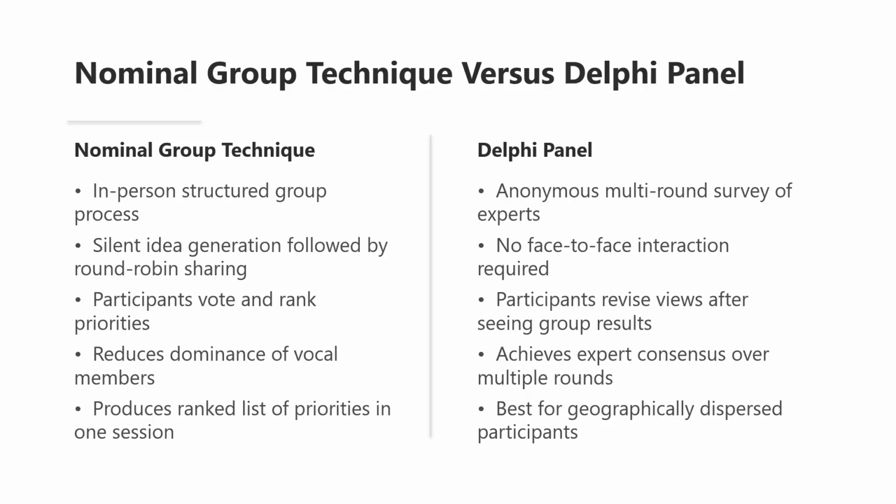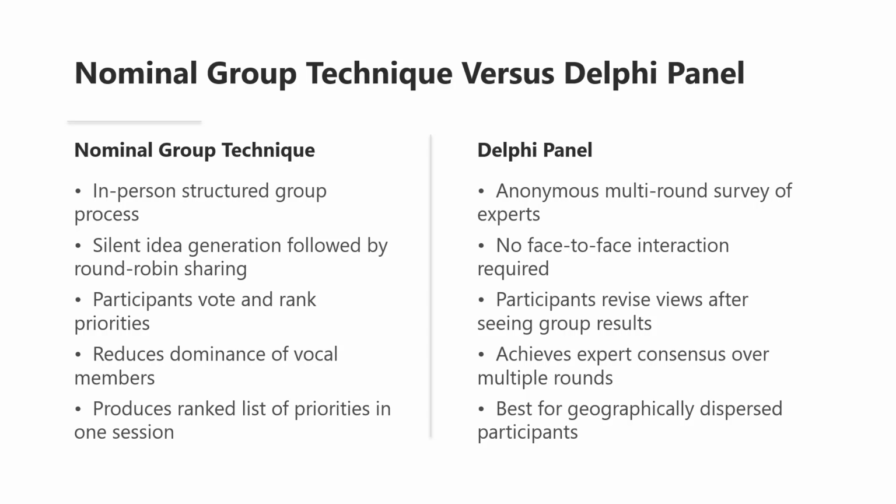Step 3 is group discussion. After all ideas are recorded, participants discuss and clarify the items. Step 4 is voting and ranking. Each participant privately ranks or votes on the ideas, and the results are tallied to produce a prioritized list. The beauty of NGT is that it equalizes participation. Quiet members contribute equally during the silent generation phase, and the structured sharing prevents any single person from dominating.